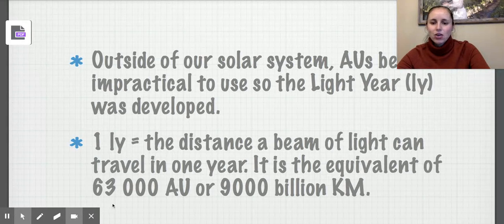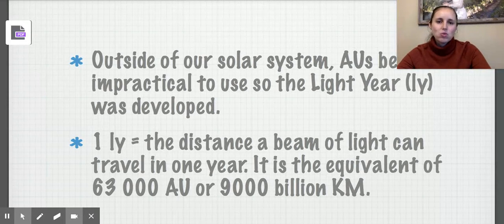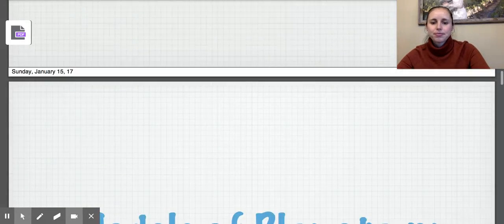So again, the light year is much bigger than 1 AU. 1 light year is about 63,000 AUs, and it's much, much bigger than kilometers. It's 9,000 billion kilometers. So it just makes more sense to use than kilometers or astronomical units. And again, light years are used to look at faraway galaxies, things that are outside of our galaxy, outside of our Milky Way.